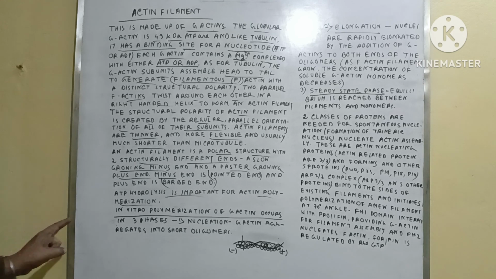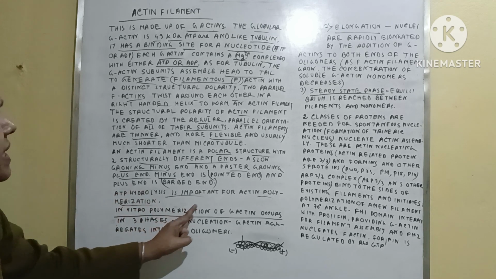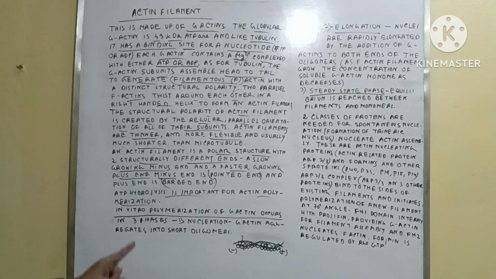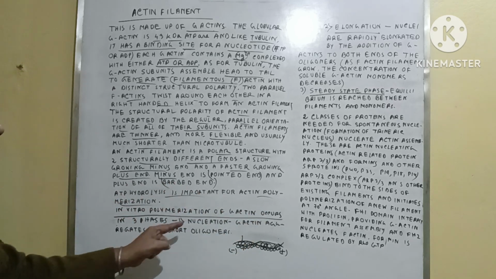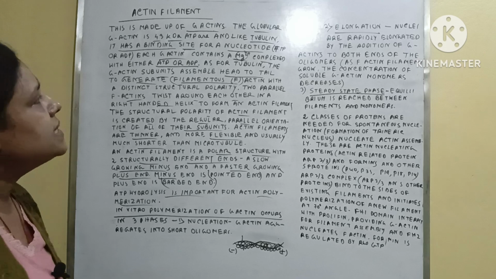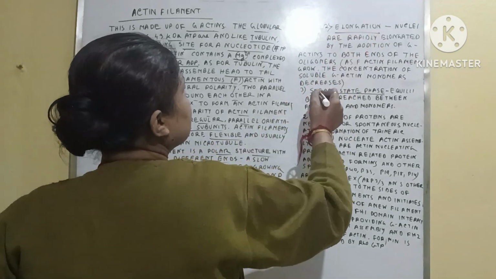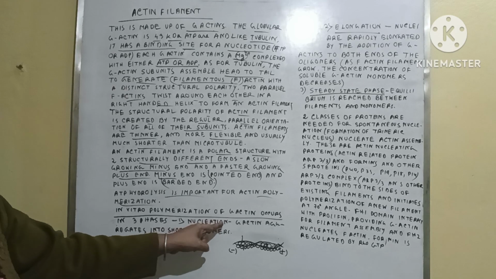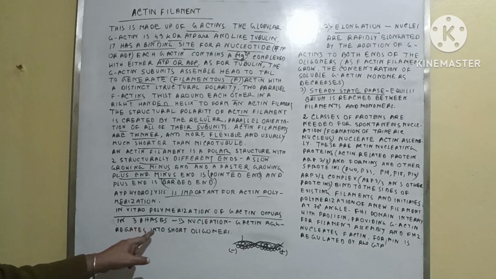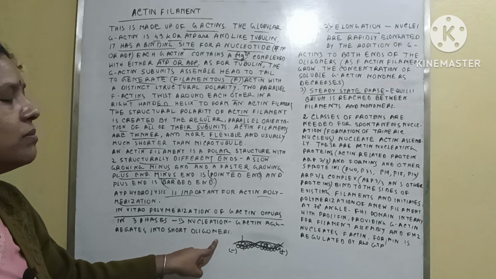Next is the polymerization of G-actin. The polymerization of G-actin occurs in three phases. One is nucleation, the second is elongation, and the third is the steady state phase. Nucleation is when the G-actin aggregates into short oligomers.